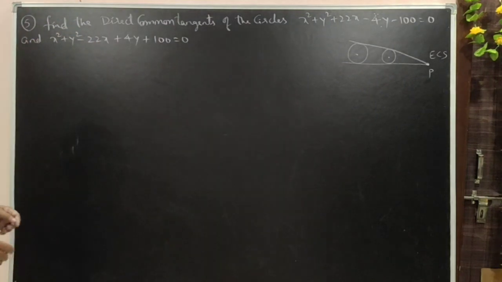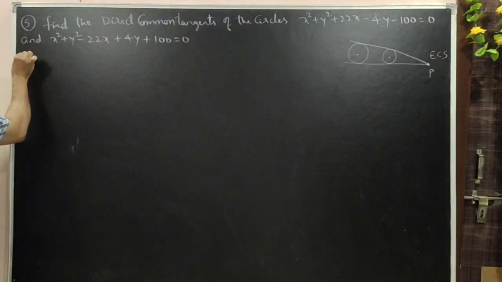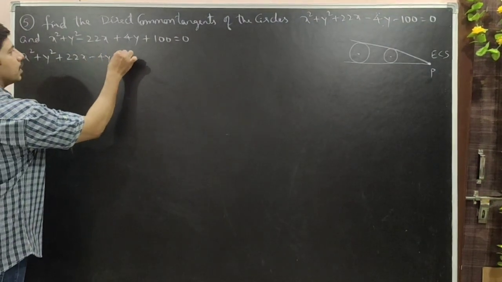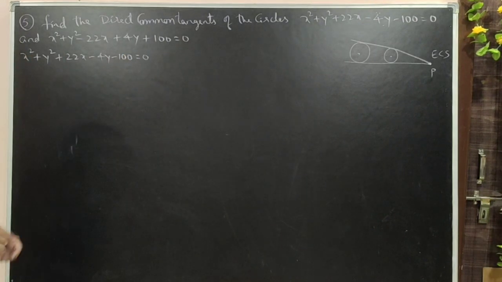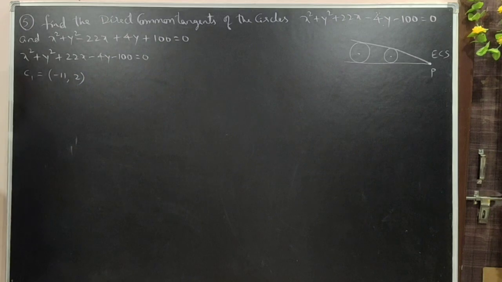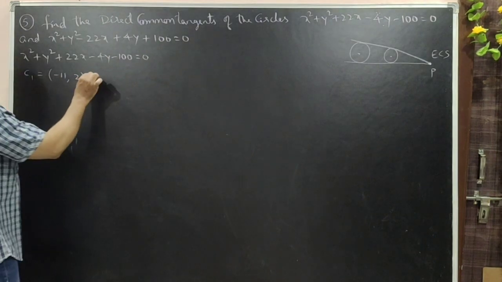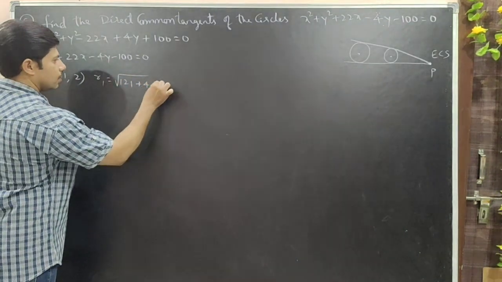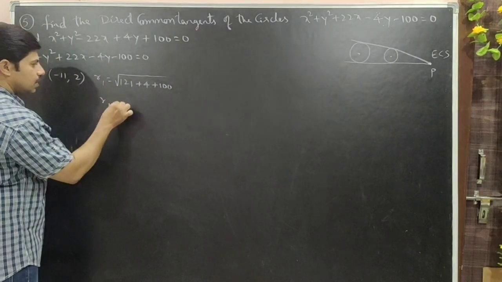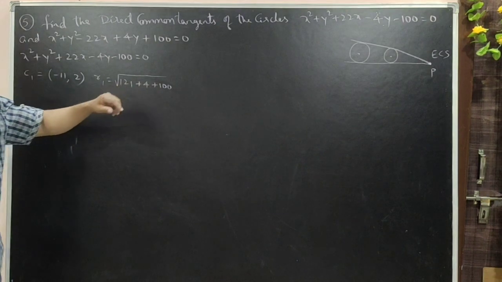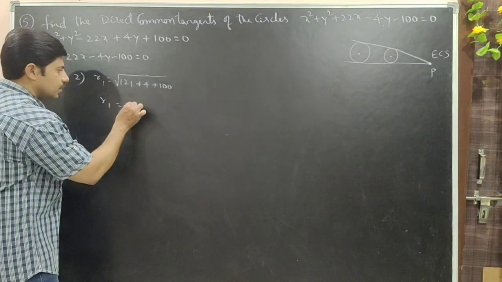So first, we write the equation of the first circle: x square plus y square plus 22x minus 4y minus 100 is equal to 0. Now I'll find the center. The center of the circle is minus 11 comma 2. What is r1? r1 is under root of g square plus f square minus c, so 121 plus 4 is 125, 125 plus 100 is 225. Square root of 225 is 15.